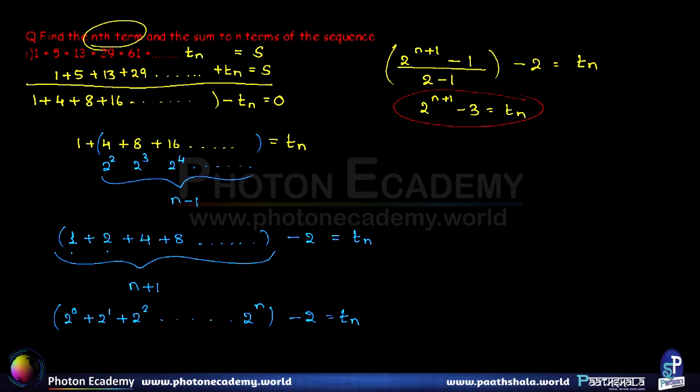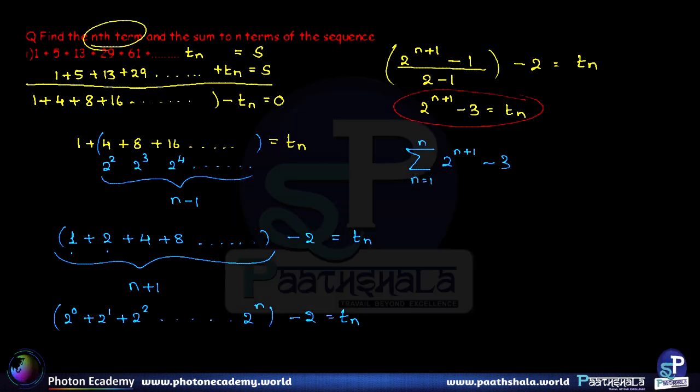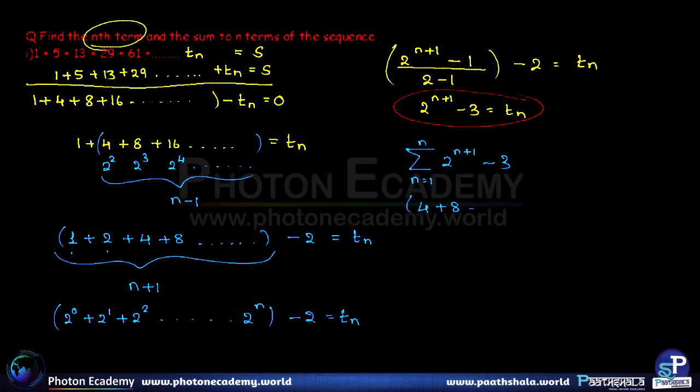Now coming to the second part, we have to find out the summation of this. So basically it is the sum of 2 raised to n plus 1 minus 3, n goes from 1 to n. Okay. So again, here we can write, if n is equal to 1, it will be 2 raised to 2, so that is 4 plus 8 plus dot dot dot till 2 raised to n plus 1 minus, we will have 3n, right?